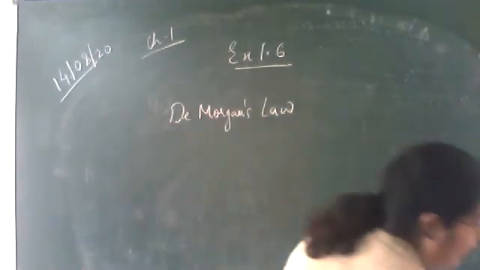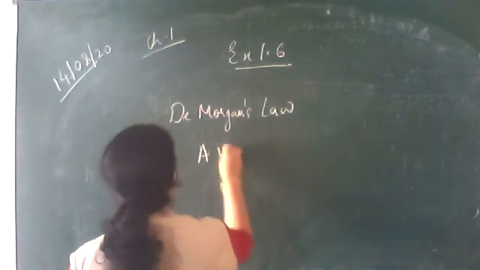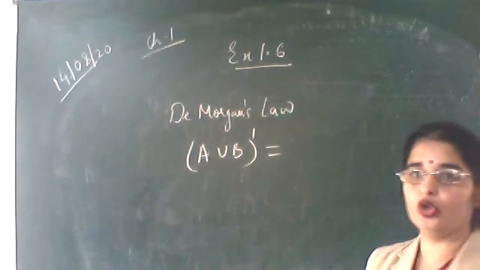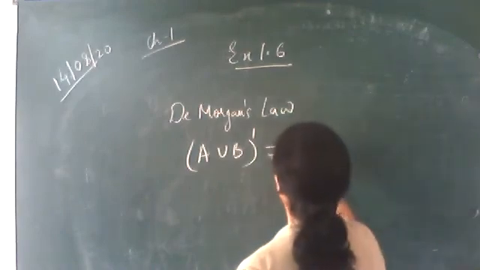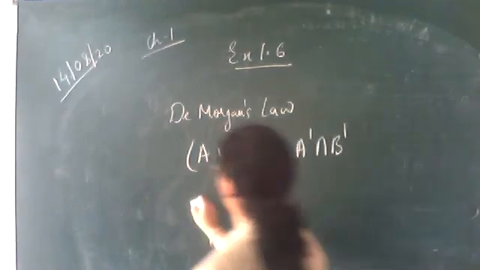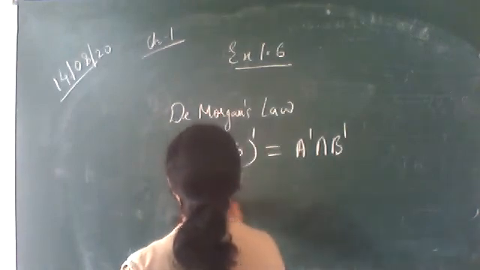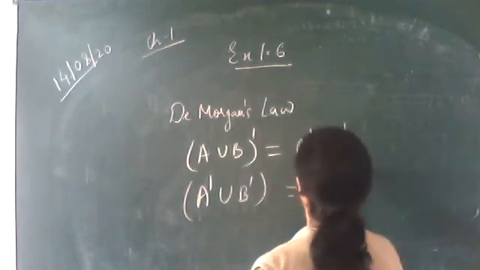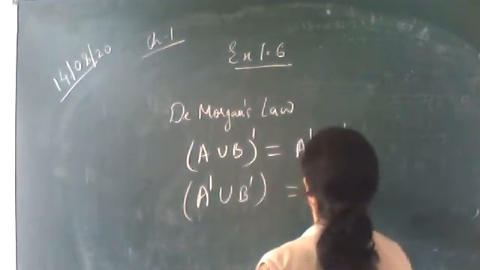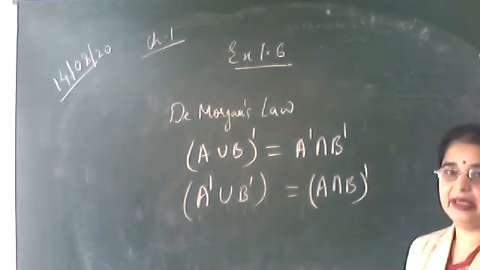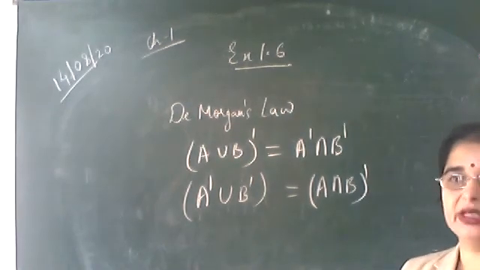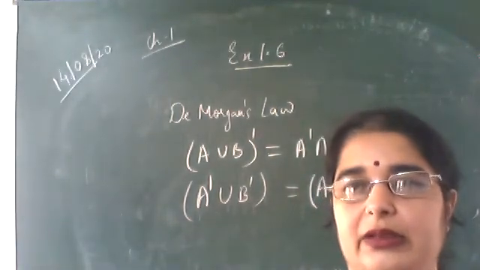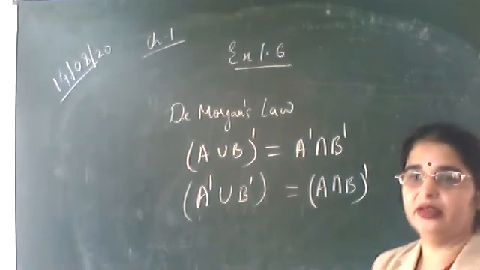Just see, if you are having A union B whole complement, it is given by A complement intersection B complement. Same way, A complement union B complement is given by A intersection B whole complement. Is it clear? These are the De Morgan's laws.